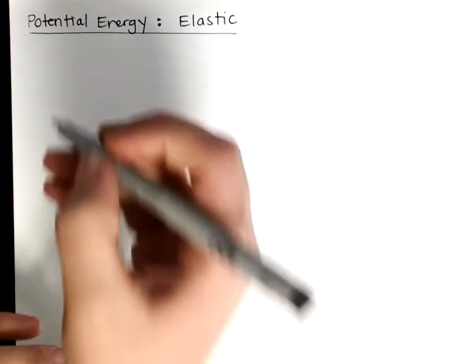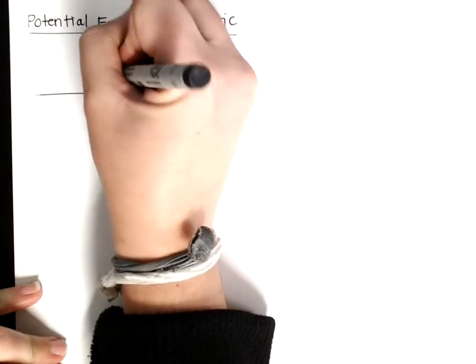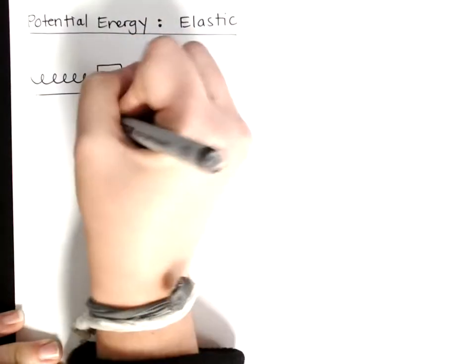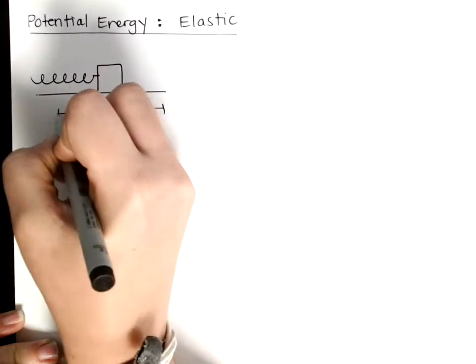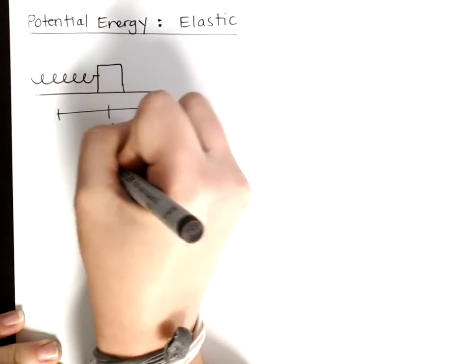So here's what a typical scenario might look like. We have a box connected to a spring, and this is at equilibrium, meaning it's at the zero point, where it's neither stretched nor compressed. So we're going to say x equals 0 centimeters. Equilibrium.